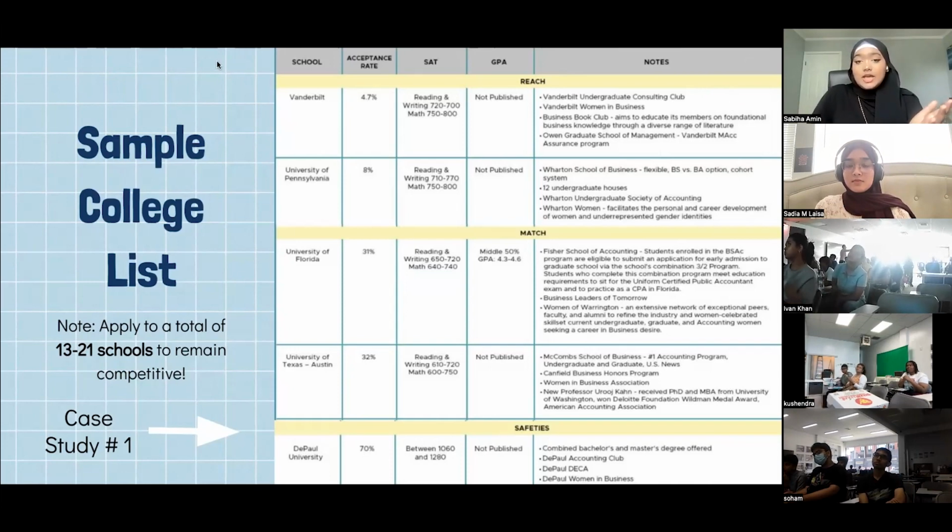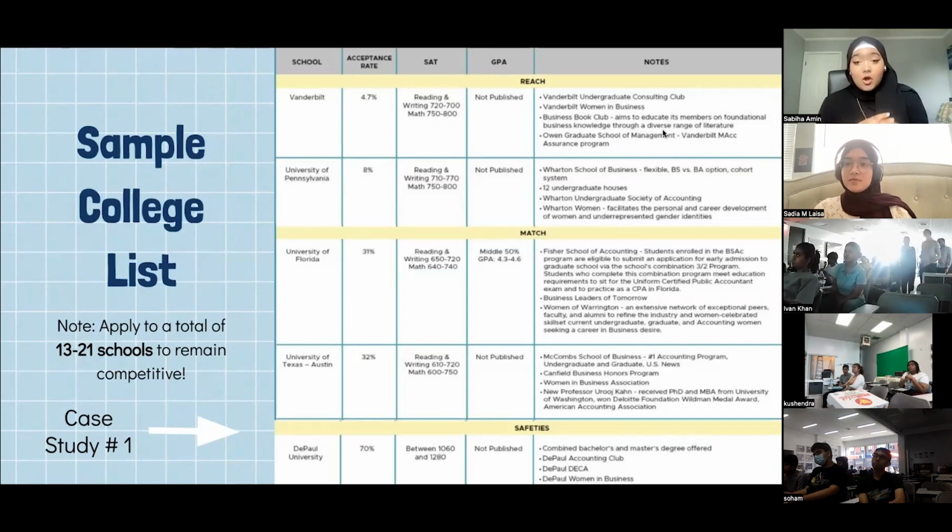Some of the things she looks at are, of course, acceptance rate, SAT and GPA, but also taking note of things at these schools that she's interested in. Alexandra brought up the point of having schools with good business programs because it aligns with her interests. So under that section, she mentions Vanderbilt's Undergraduate Consulting Club, Women in Business, and Business Book Club, highlighting things she thinks she can take part in and make use of the resources offered at these schools. And this is really great.